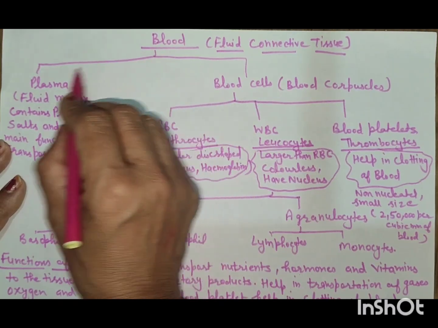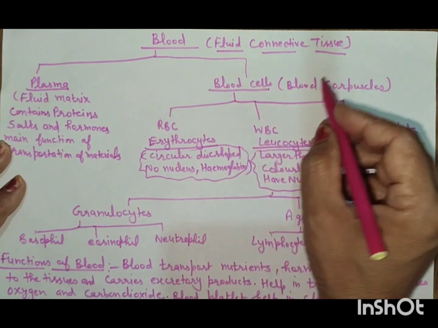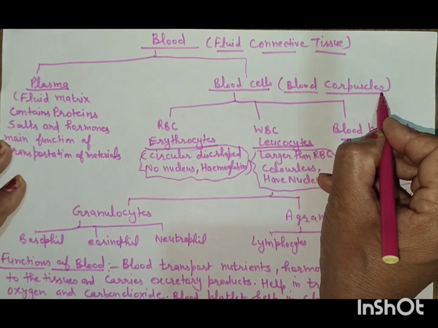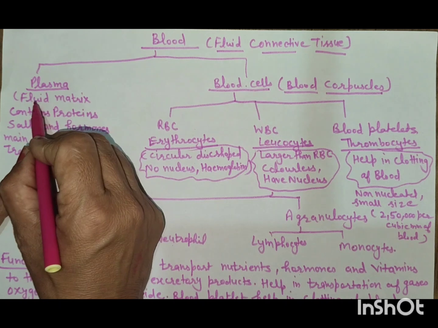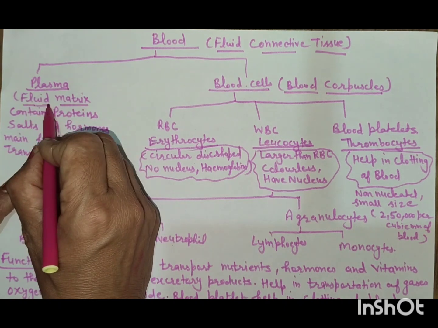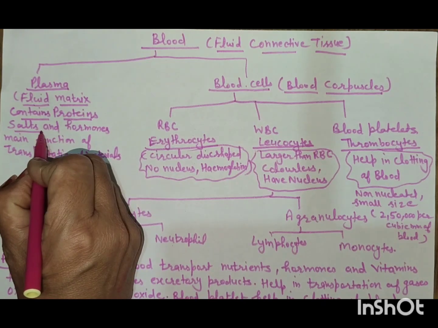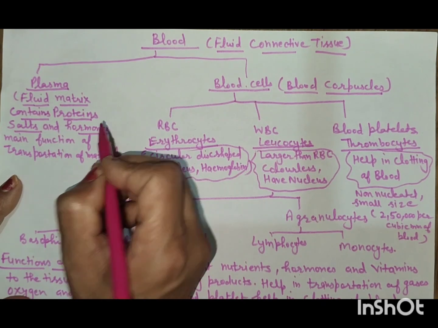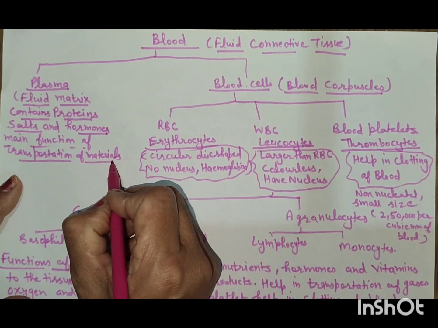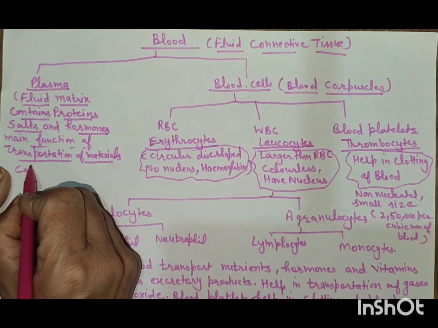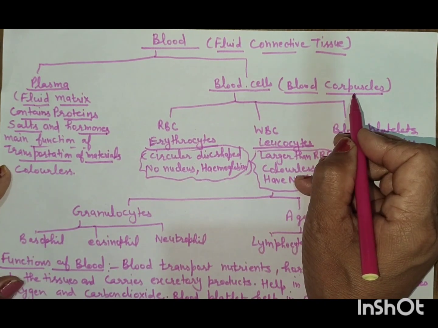It consists of two parts. First is plasma and second is blood cells or blood corpuscles. Plasma is a fluid matrix and contains proteins, salts and hormones. Its main function is transportation of material, and it is colorless.